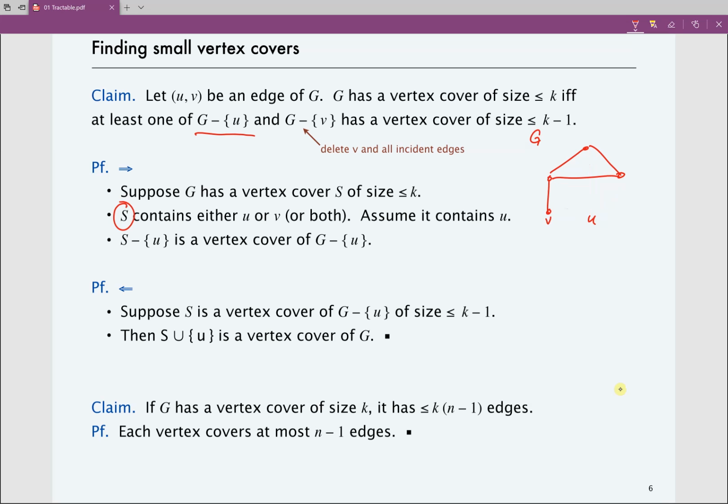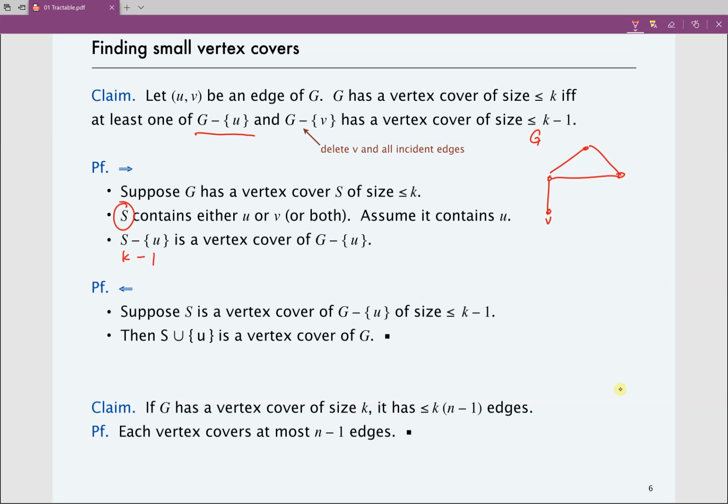Now let's take node U out. Once you take node U out, we're taking out one vertex from S, but the remaining graph must be covered by the rest of the nodes in S, because we've already taken out U, and U cannot cover any of the remaining edges in G minus U. So the other vertices in S minus U must be able to cover G minus U. Since S has K nodes and you take one out, there are K minus 1 nodes that can cover G minus U.